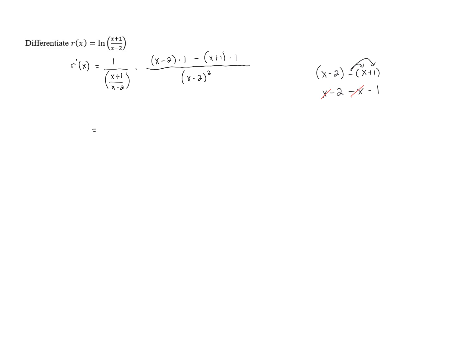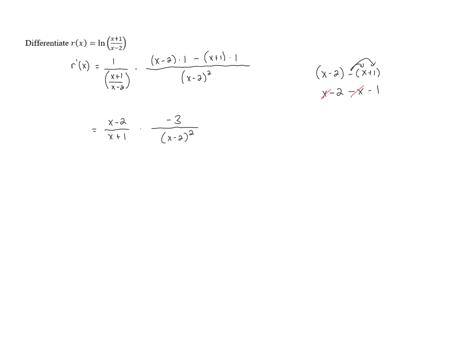Also, we know that if we take 1 and divide it by a fraction, it's the same as multiplying by the reciprocal, and anything times 1 is itself. So this is going to turn into the reciprocal of that fraction. It's going to turn into x minus 2 over x plus 1. And then we said this other fraction was going to be negative 3 over x minus 2 squared.